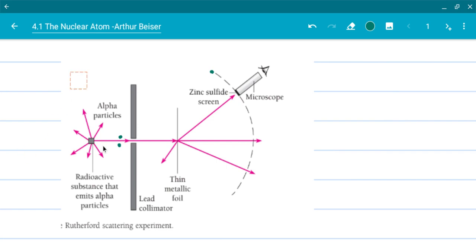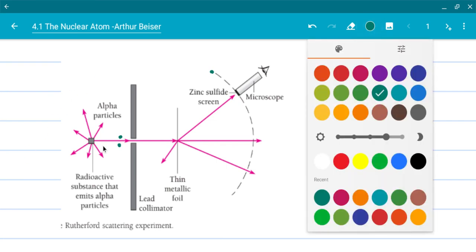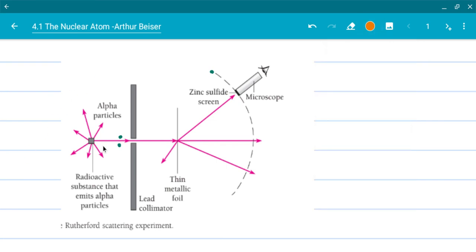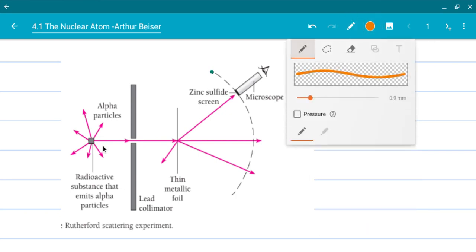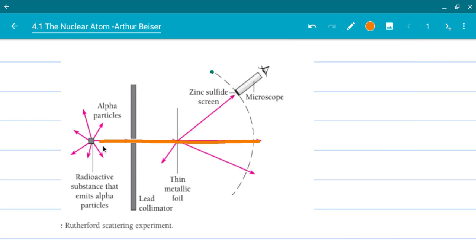So as you can see, most of the alpha particles are indeed traveling straight like this, but some of them are being deflected at very large angles. And then there is another class of alpha particles which are even being reflected backwards, or deflected backwards. So why was this?